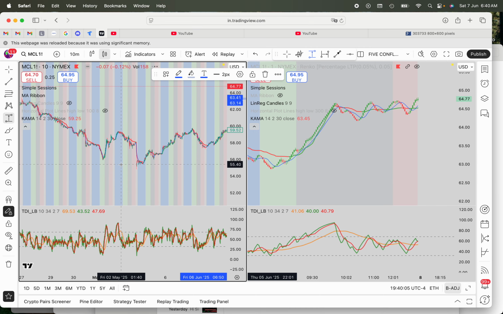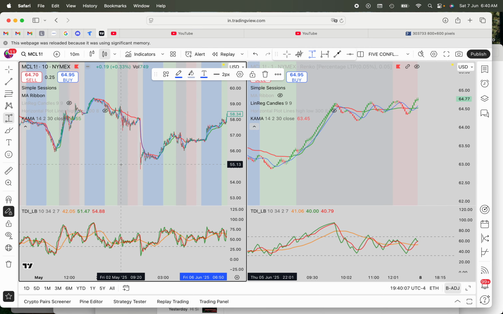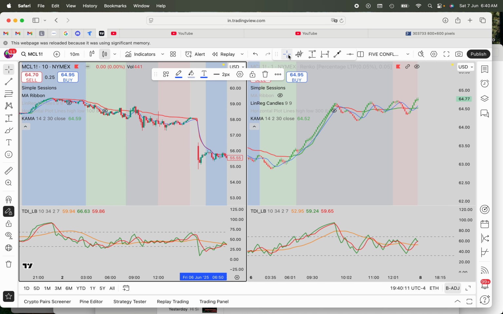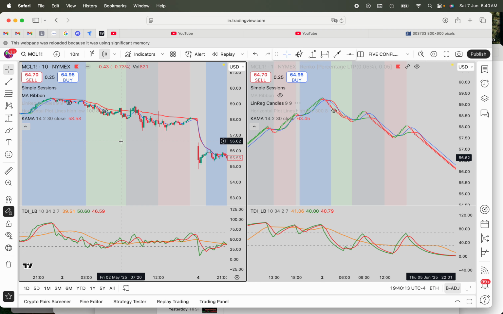I have no idea where we're going. I'm trying to, okay, here, so have a look at this. I don't know if my data will catch up with the LingReg, so it did. Cool.